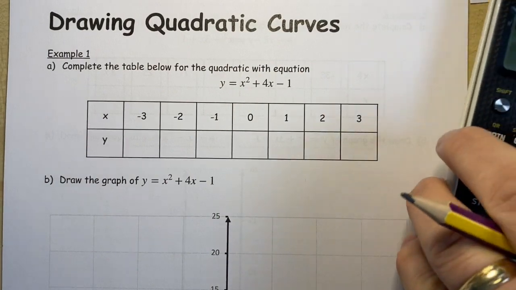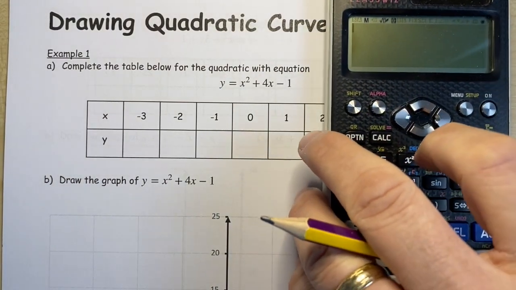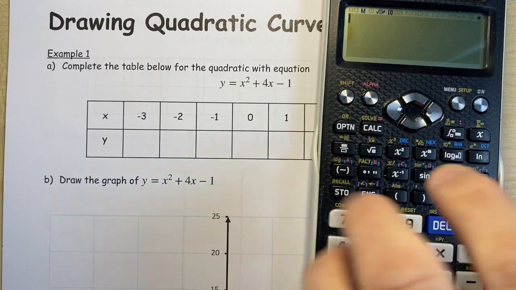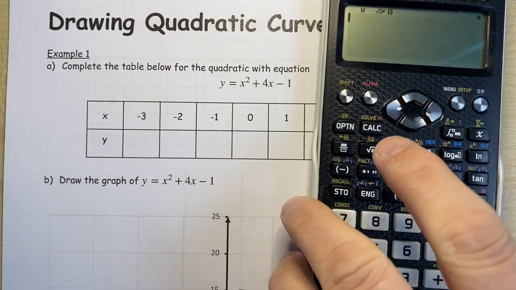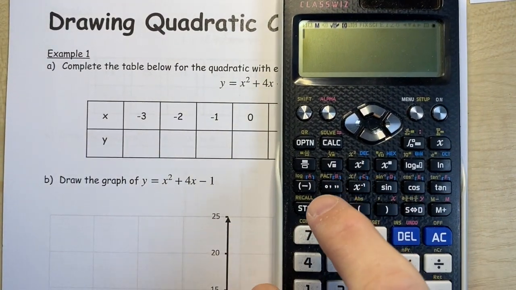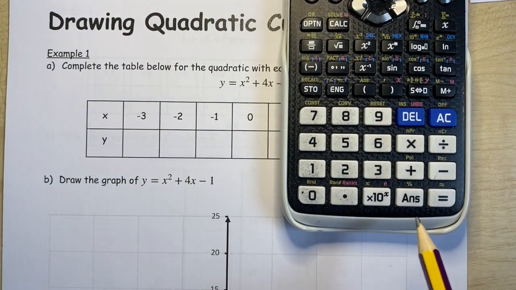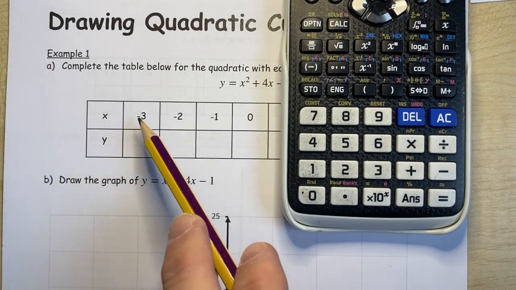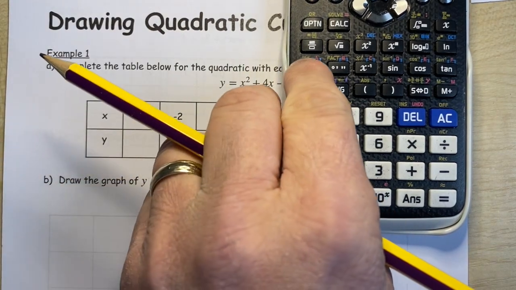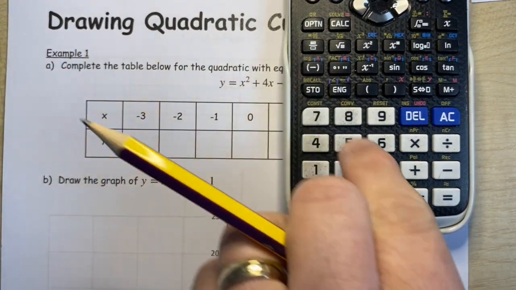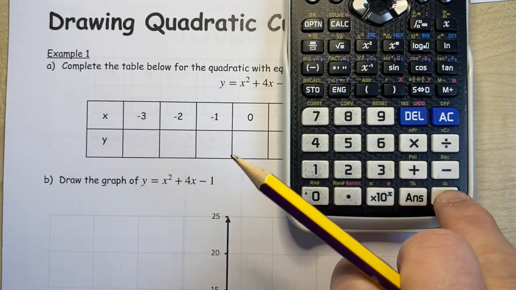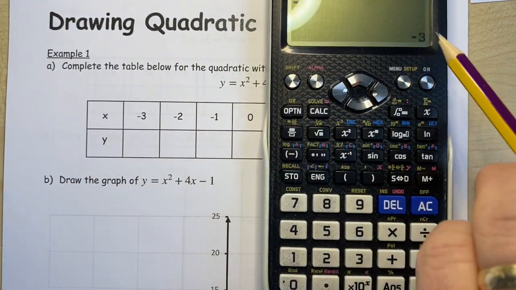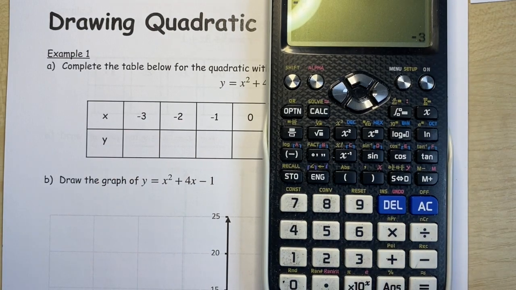Okay, in order to draw the quadratic curve, you have to work out every coordinate. So the easiest way with the new calculators is to make use of this answer button down here. Now, in order to make use of this answer button, you have to first of all make sure that the answer button contains the x coordinate. So in the first case, it's -3. So I hit the minus button up there, and then the 3, and I press equals. So now -3 would be in that answer button.